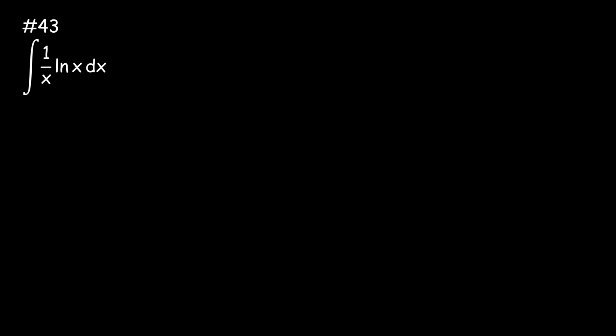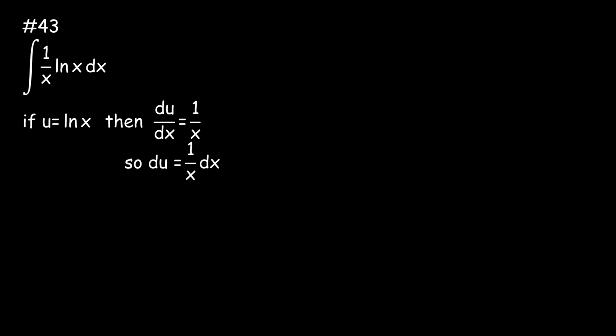Question 43, we have the integral of 1 over x ln x dx. Okay, 1 over x dx is already the derivative of ln x. So if u is ln x, then du is 1 over x dx. We can even group them together like so. And then we replace ln x with u and integrate. That will give us u squared over 2. And our final answer will be ln x all squared over 2 plus c.